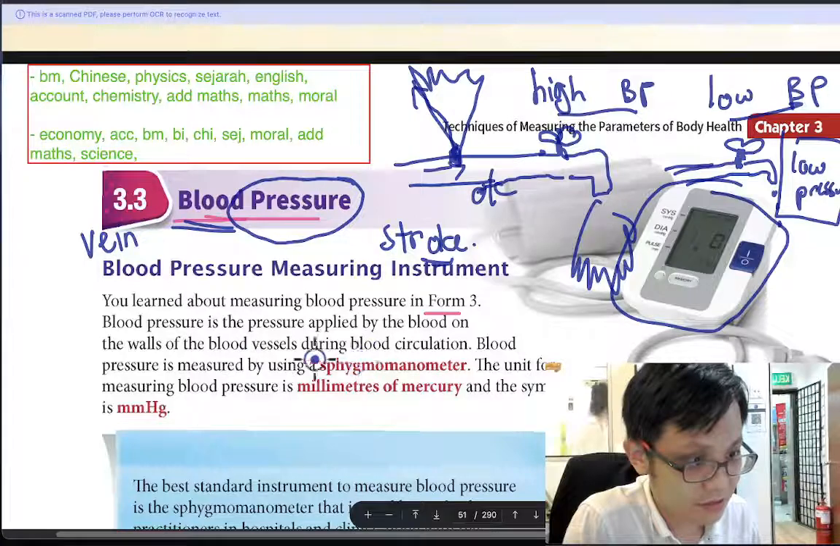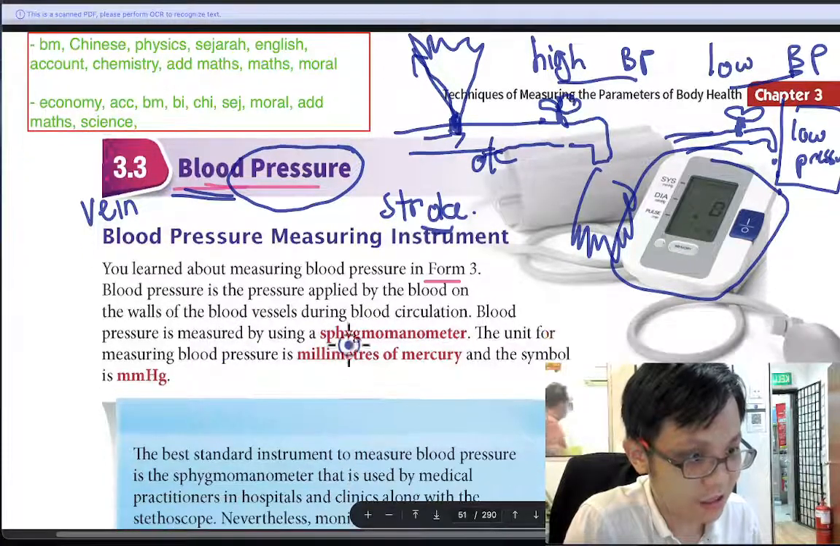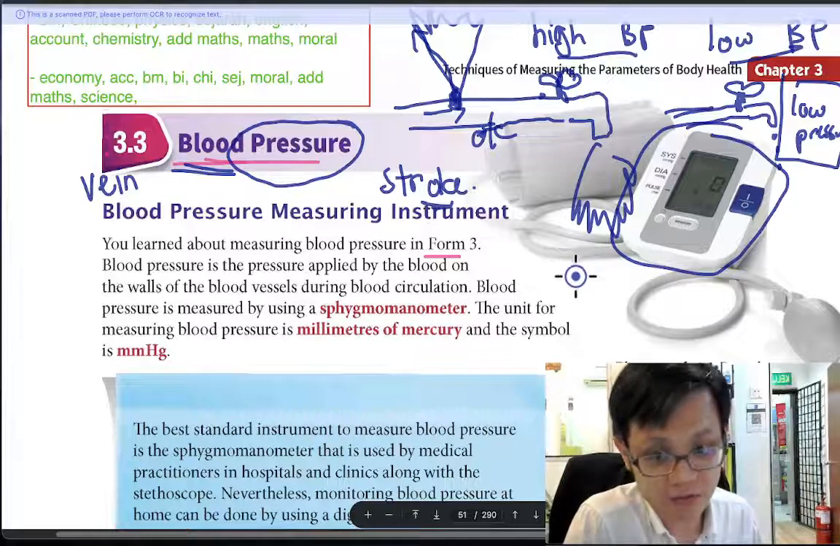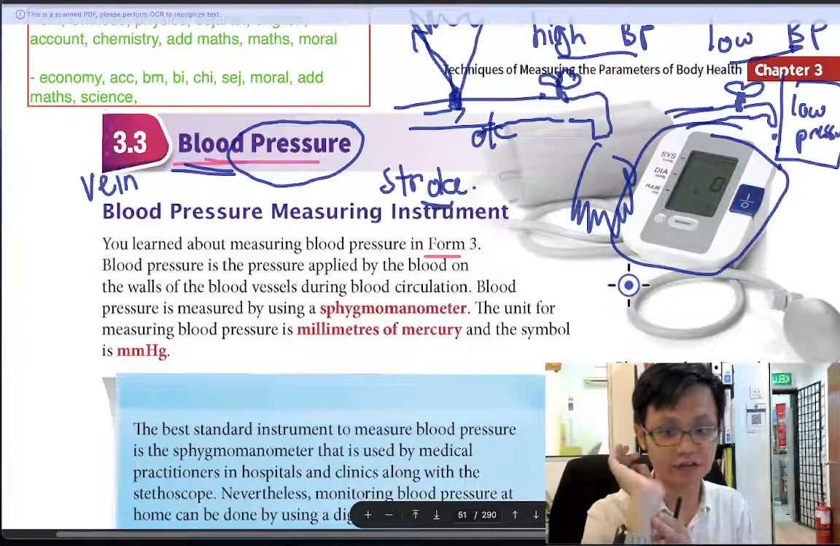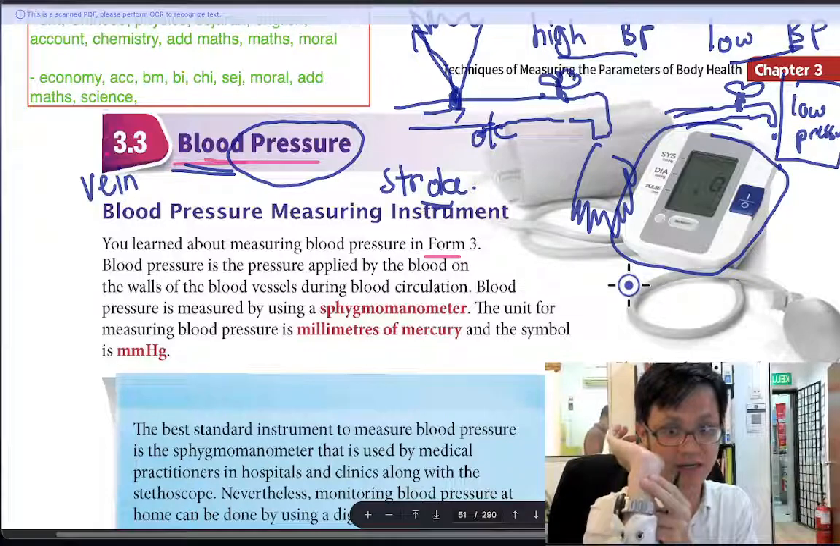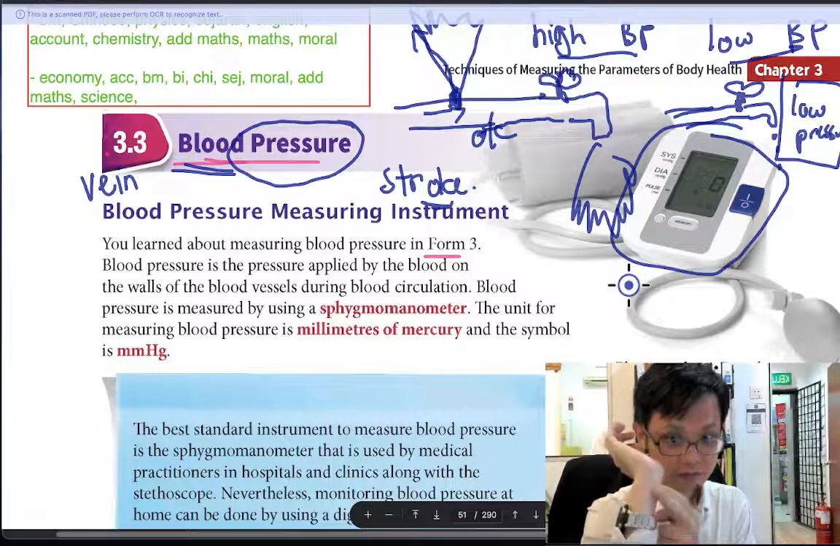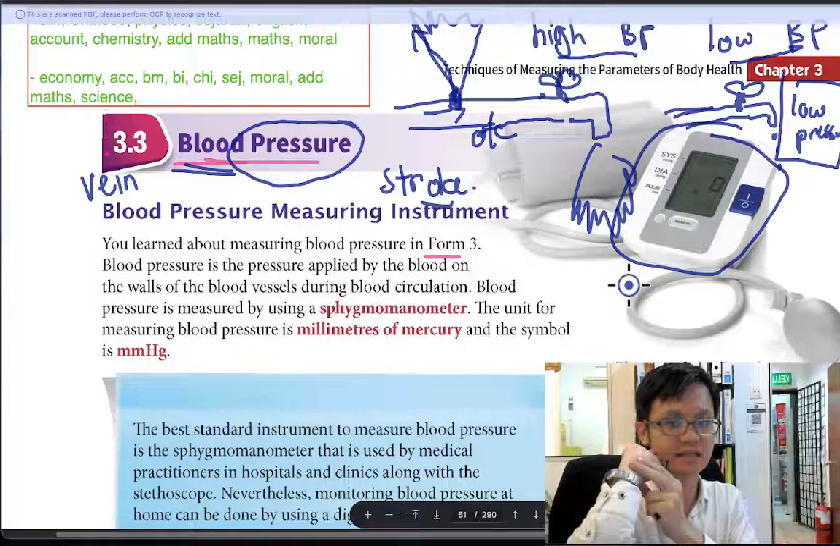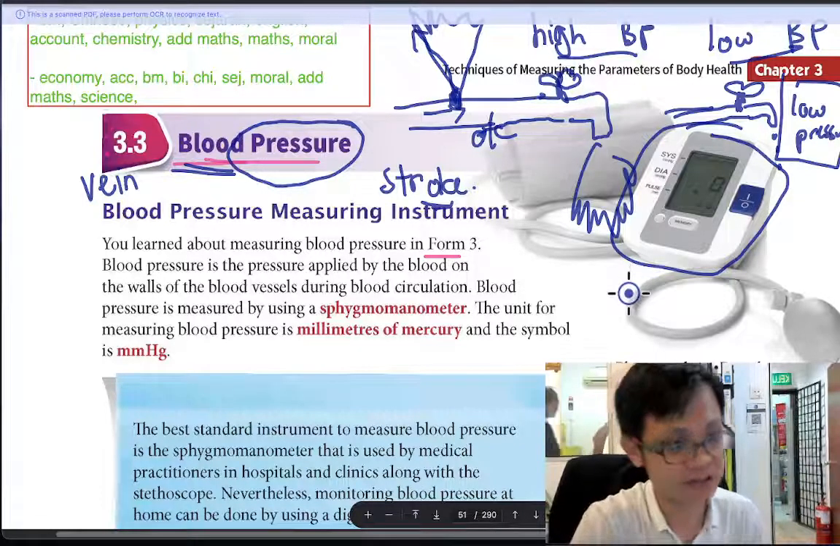How to measure blood pressure? Of course, it's not like the pulse. If it's the pulse, we can measure it by here, the pulse. You can measure it by your own hand. The doctor always touches this one, and then you can check the pulse.